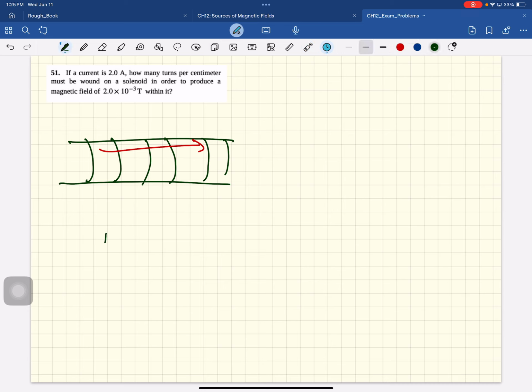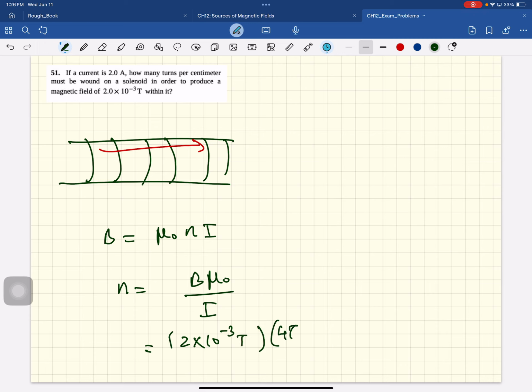So the field inside the solenoid is mu naught n i. And n is the number of turns per unit length. So n is B over mu naught I. So you're producing a field 100 times the Earth's magnetic field with a 2 amp current.